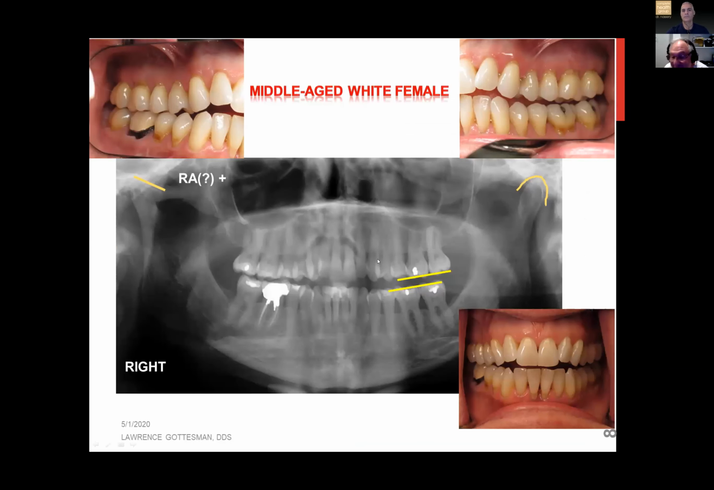This is really as close as I can get to a full case with you without blowing away all the time that I have in the 30 minutes. But this is a middle-aged white female. She comes from the northwest area of the country. And she has a left side open bite and an anterior open bite. You can see she does make some contact with the right side.